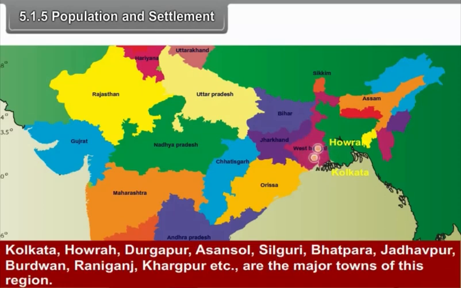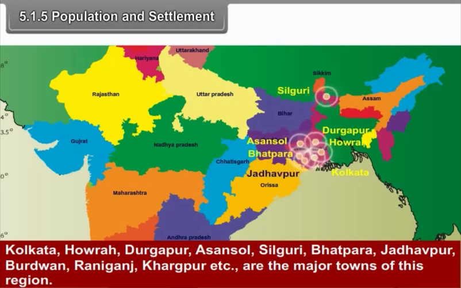Kolkata, Howrah, Durgapur, Asansol, Siliguri, Bhatpara, Jadavpur, Burdwan, Raniganj, Kharagpur, etc. are the major towns of this region.